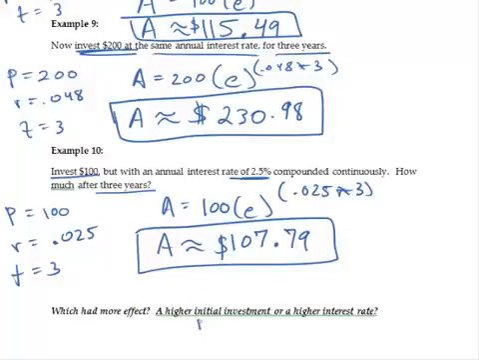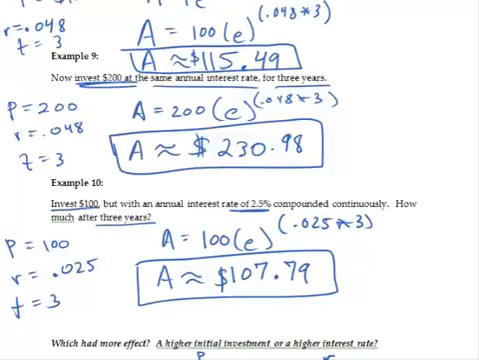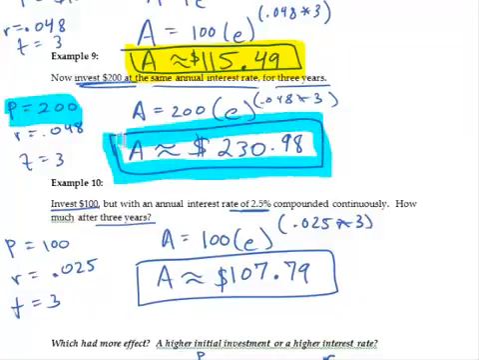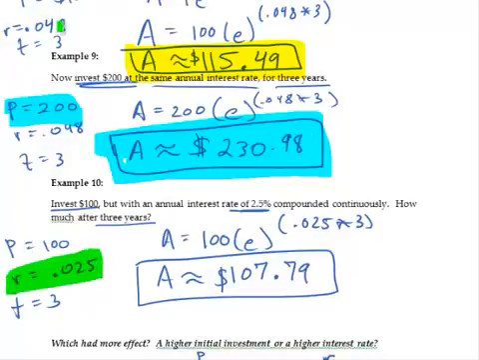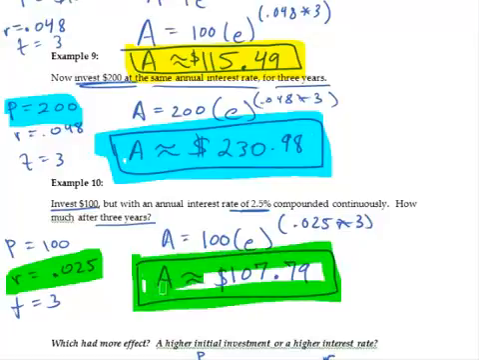The question at the bottom is: which had more effect, a higher initial investment, a higher P value, or a higher interest rate, a higher R? Look back at our original problem: $100 and the 0.048 interest rate gave us 115. We changed the amount to $200 and went up. Then we went back to 100 with a lower interest rate. With the low interest rate on $100, we get $7. When we raise the interest rate, we get almost double the interest back, from 7 something to 15. Versus $100 and $200 at the same interest rate, where we doubled the interest as well. So which one had more effect?